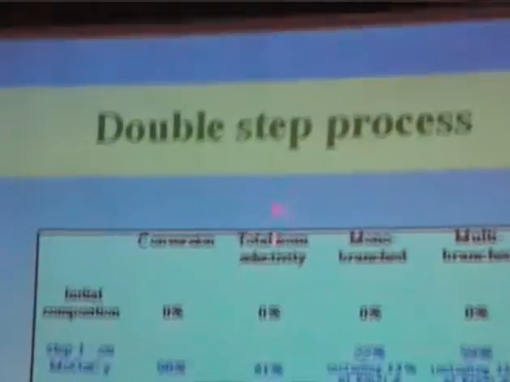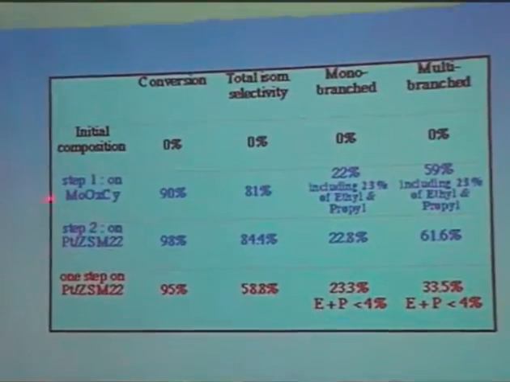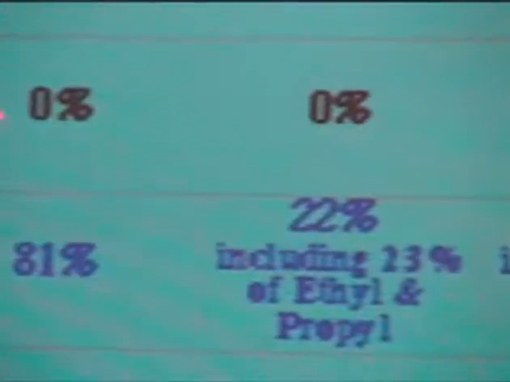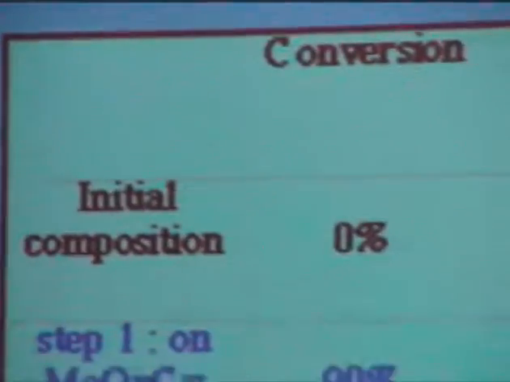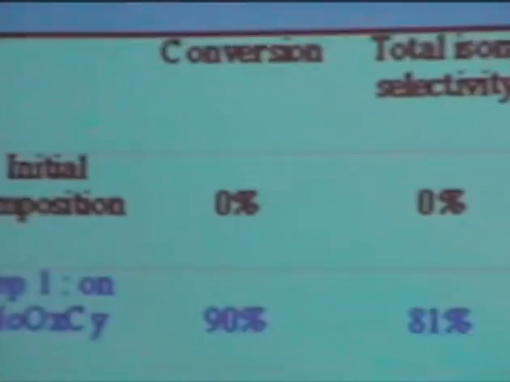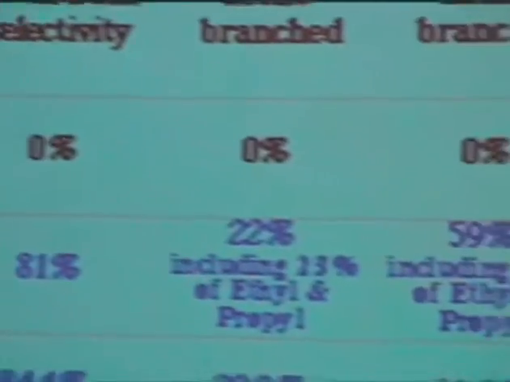Well, we went a little bit further, and what we did, we made a two-step process. The initial composition is 0, 0, 0, as you know, no conversion, total. Then in the first step, we did 90% conversion of this N16 on molybdenum oxycarbide. We get 81% selectivity with 22% monobranch, 29% multibranch, including 33% of ethyl and propyl.